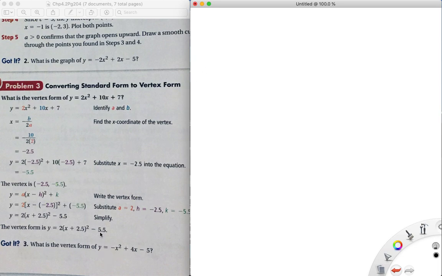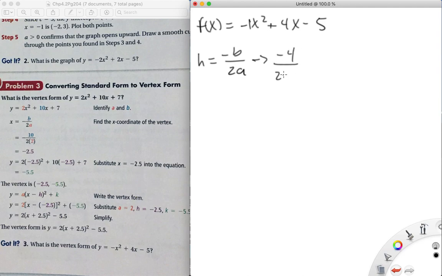and then we can put it into vertex form. So in the case of Got It 3, we have f of x equals negative x squared plus 4x minus 5. Remember that the vertex h equals negative b over 2a. Here we have negative 1a, so it's going to be negative 4 over 2 times negative 1, which is positive 2. So then we're going to plug in f of 2 to find what k is.